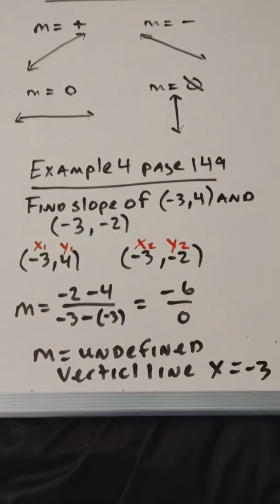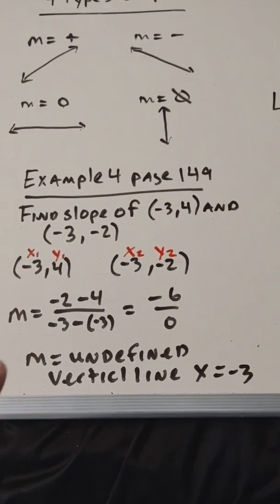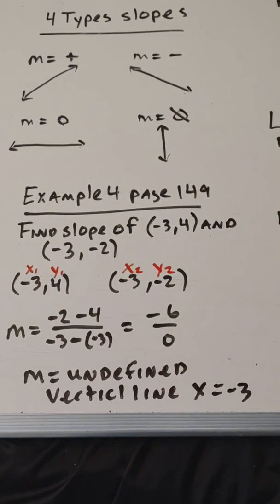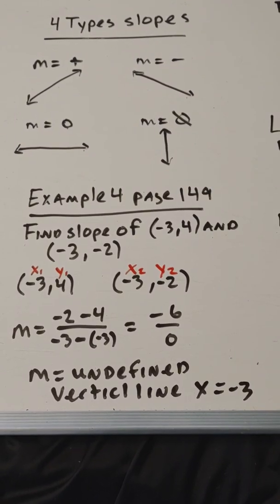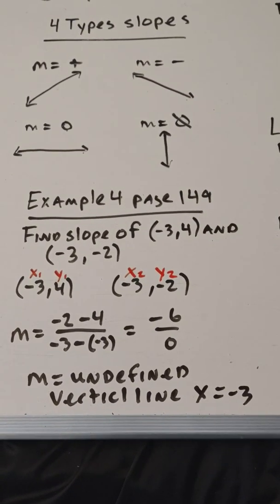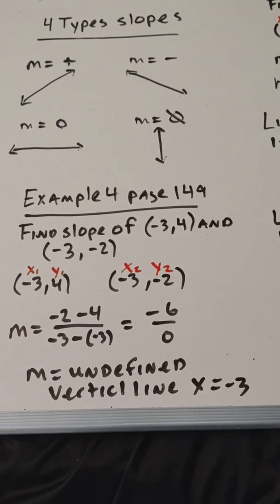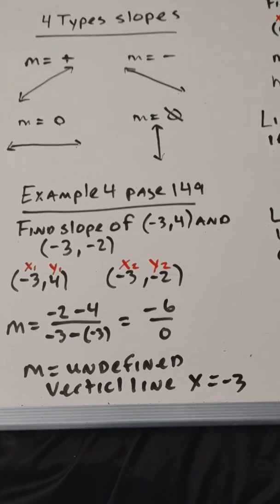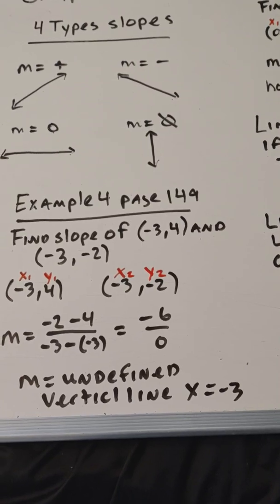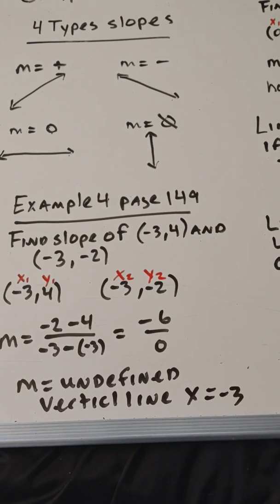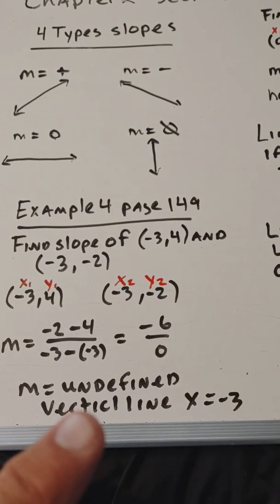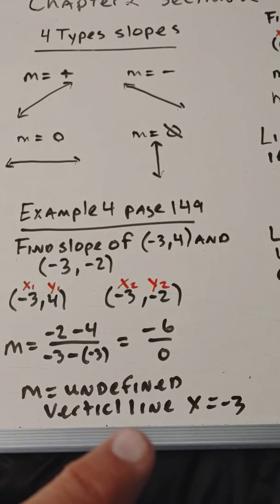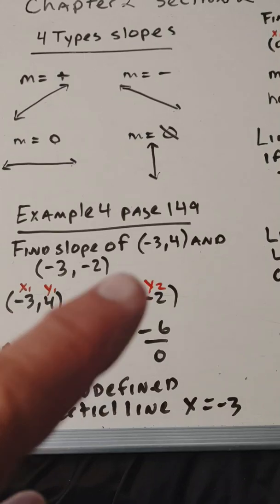Here, we have example 4, page 149. It says find the slope of negative 3, 4 and negative 3, negative 2. First thing I want you to notice is the ordered pairs. The x's in both ordered pairs are the same. Automatically, when I see that the x's are the same in ordered pairs, it really is going to tell me that the slope is undefined and that it's a vertical line at x equals that number.